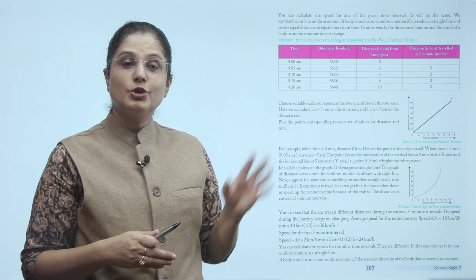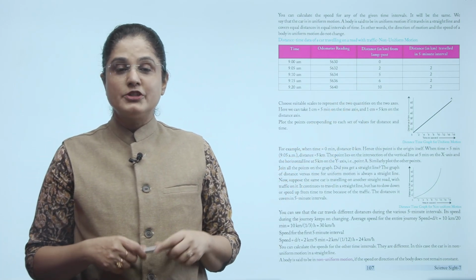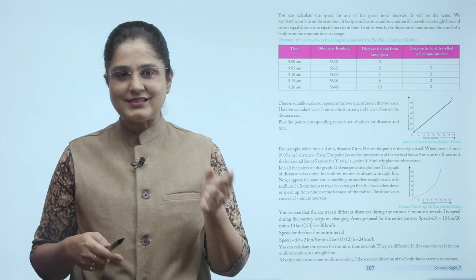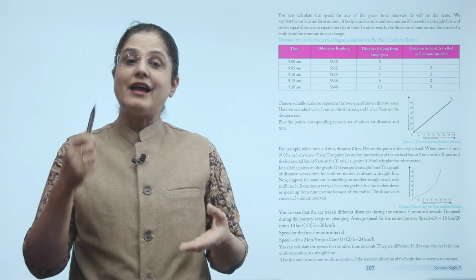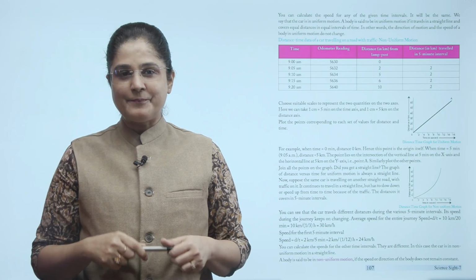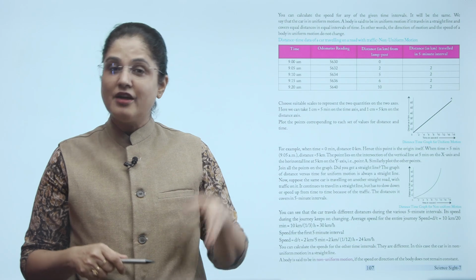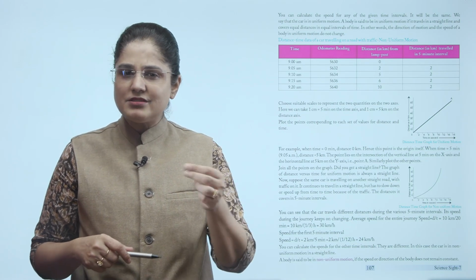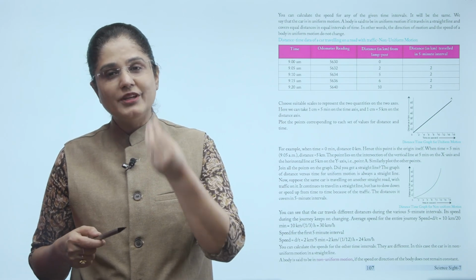Now, if we have to show these two data sets in a distance-time graph, we can choose a suitable scale to represent the two quantities on the two axes. So 1 centimeter will show 5 minutes on the time axis and 1 centimeter will show 5 kilometers on the distance axis. Now plot the points corresponding to each set of values for distance and time. For example, when time is 0 minutes, distance is 0 kilometers. Hence this point is the origin itself.